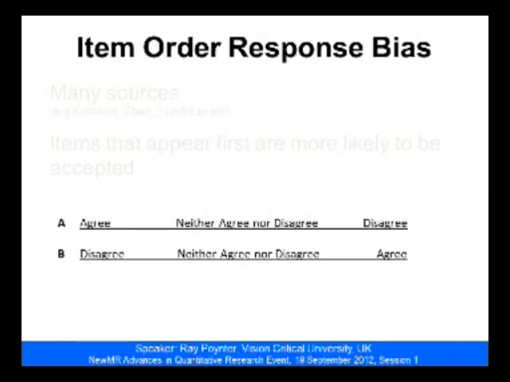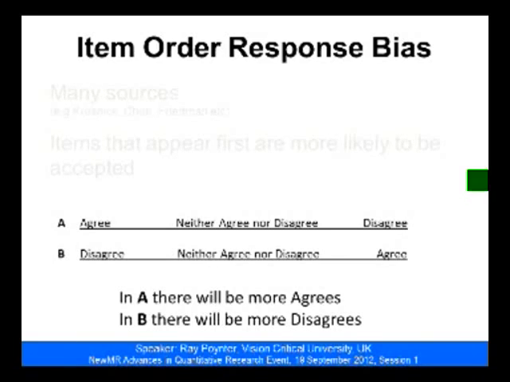Well, here's a very simple 3-point scale. And scale A has got agree on the left, and scale B has got disagree on the left. And what the data has suggested in their studies is that in A, more people will agree, and in B, more people will disagree because it's the first item in the list.